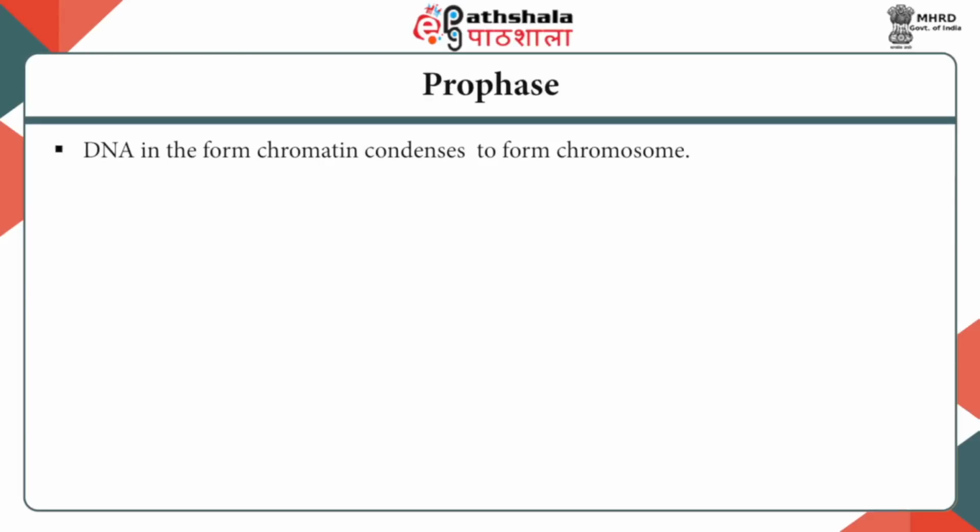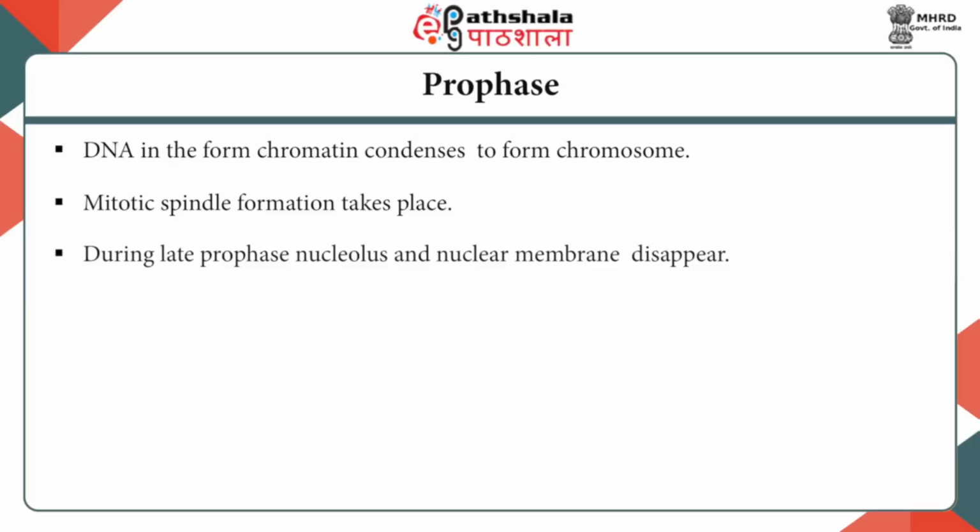During this phase of mitosis, DNA, which was earlier present in the form of chromatin, condenses to form chromosomes. In this phase, the mitotic spindle, which plays a crucial role in chromosome segregation, also forms, and it ends during the late prophase. During prophase, duplicated chromosomes are prepared for segregation. Finally, at the end of prophase, the nucleus and nuclear membrane disappear.